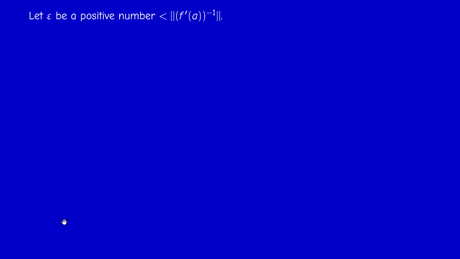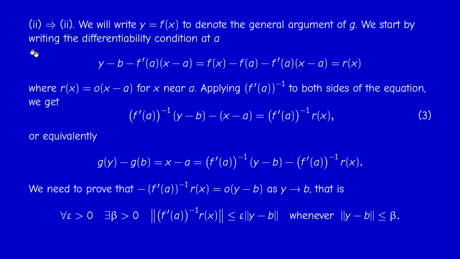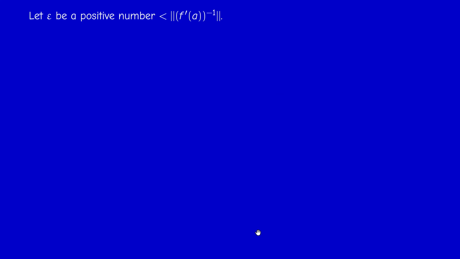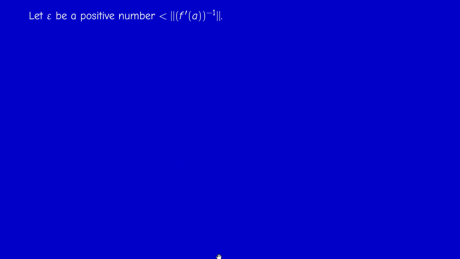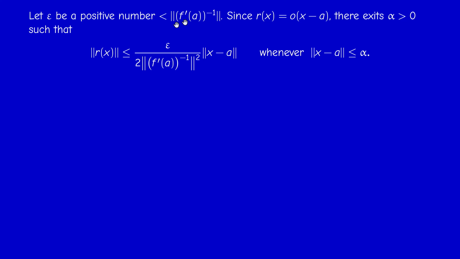So here I'm going to take this constant, the norm of the inverse of the derivative. Okay, because if I prove this for epsilon less than this constant, then it's true for every positive epsilon. Because if epsilon is bigger, then I take another epsilon prime less than this constant, and therefore it's enough to prove it for epsilon small enough, actually. I need this restriction a little bit.